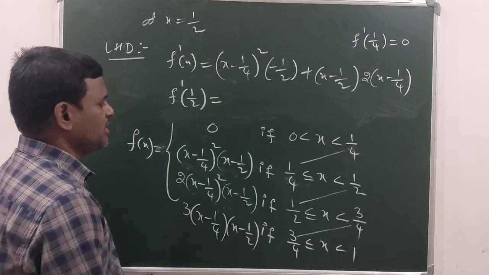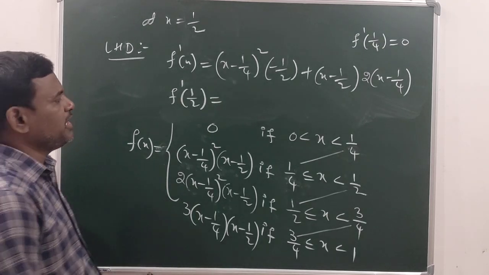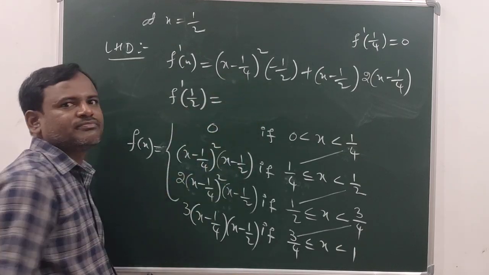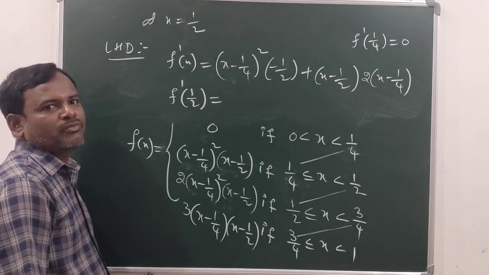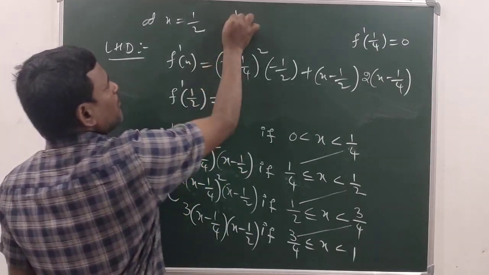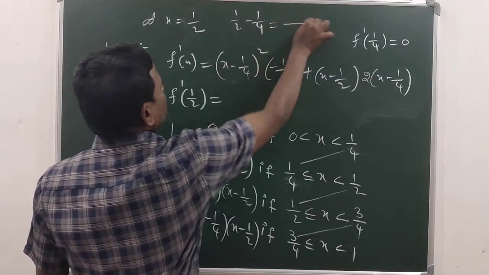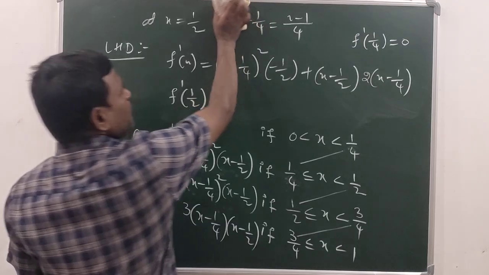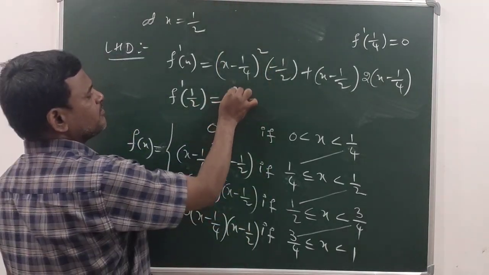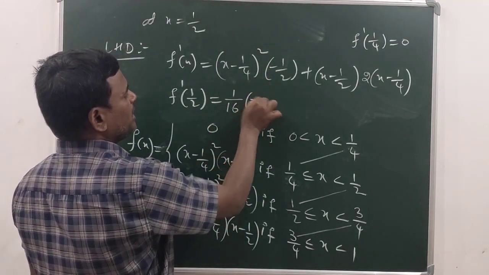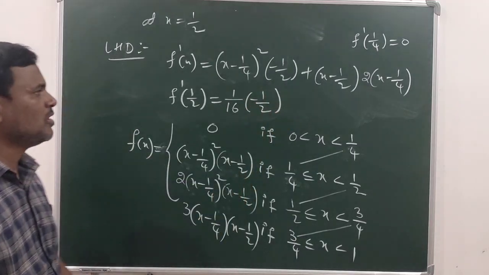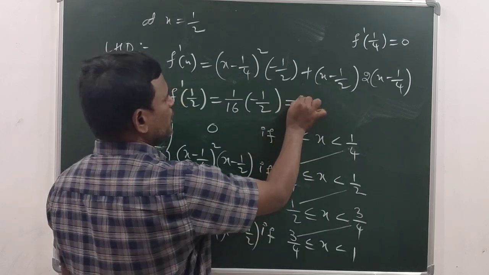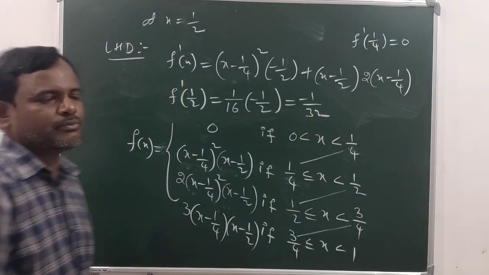Okay, students. See, at x equal to 1 by 2, if I write here 1 by 2 minus 1 by 4, how much? LCM is 4, so here 2 minus 1 is going to be 1 by 4 only. So (1 by 4) whole square is 1 by 16, into minus 1 by 2. Here 1 by 2 minus 1 by 2 is 0. So this is going to be minus 1 by 32.